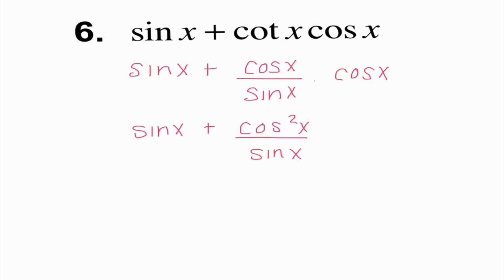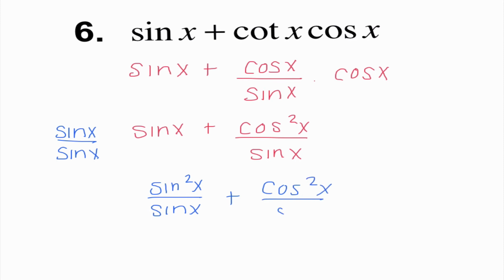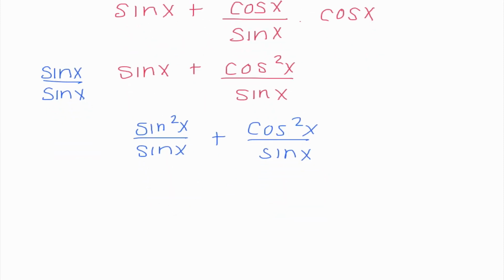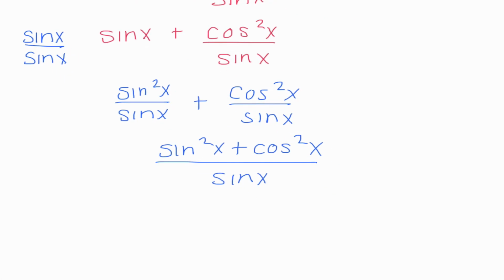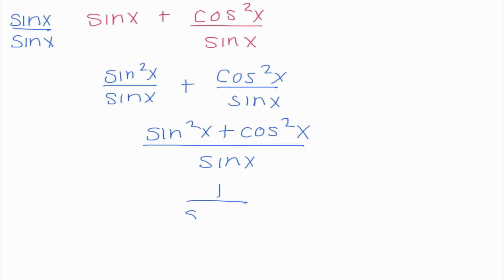Now, I know that I need a common denominator, and my common denominator here would be sine. So I'm going to multiply by sine over sine, and I get sine squared over sine plus cosine squared over sine. And now that I have a common denominator, I can combine these into a single fraction, sine squared plus cosine squared over sine. We know sine squared plus cosine squared is 1, and 1 over sine is cosecant.